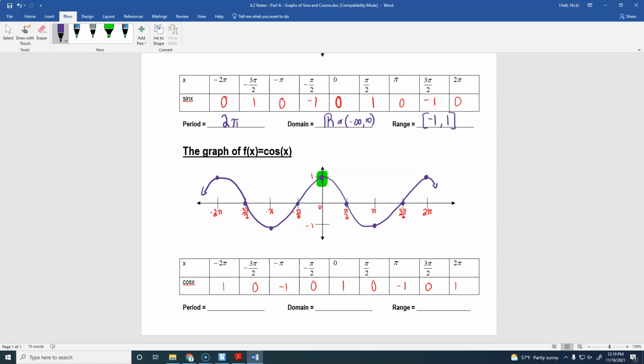So what happens here is period is still 2 pi. Domain is still all real numbers, or negative infinity to infinity, and the range is still -1 to 1. Right, all of that stays the same. The y-intercept is really our difference there. Again, cosine, just like sine, you need to have that memorized. You need to know what that graph looks like.